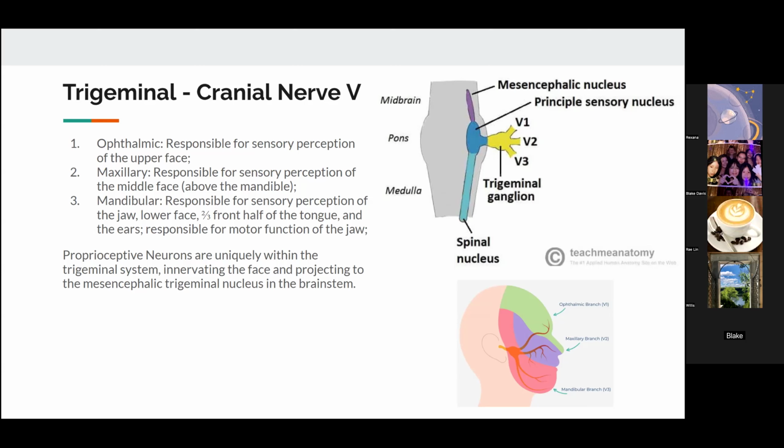Now, something that's unique to the trigeminal system is there are proprioceptive neurons. Proprioceptive means we're able to perceive where we are in space and time without looking at ourselves. And it has these proprioceptive neurons scattered throughout the face, and they signal to the trigeminal system, which then projects these signals to a specific region of the brain called the mesencephalic trigeminal nucleus. It's in the brainstem, and it then goes to a whole bunch of other different structures, and it essentially tells us, hey, where is your body, and what are you doing?